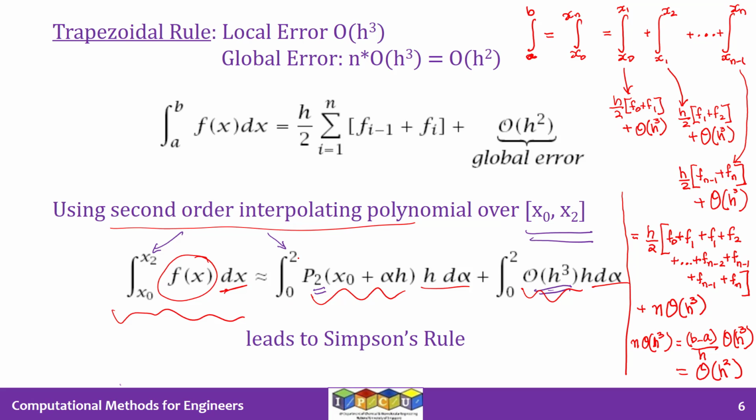In trapezoidal rule, we just considered two data points and we used p1, and the integration was from x0 to x1. That was the most fundamental unit. Here, the integration goes from x0 to x2, and we know x2 is equal to the reference point x0 plus 2h. Therefore, α is equal to 2 when x is equal to x2. Therefore, the upper limit of the integrals should make sense to us.